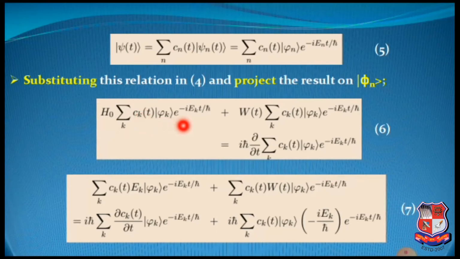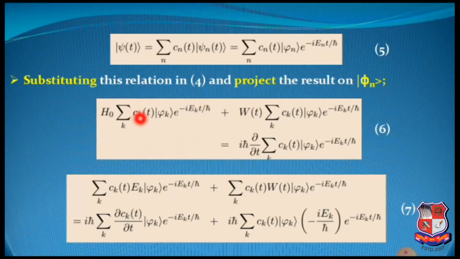Ck(t) phi k e raised to minus i Ek t upon h cut plus W(t) summation over k Ck(t) phi k into e raised to minus i Ek t upon h cut is equal to i h cut del by del t summation over k Ck(t) phi k e raised to minus i Ek t upon h cut. This is equation number 6. Summation over k Ck(t) Ek phi k e raised to minus i Ek t upon h cut.